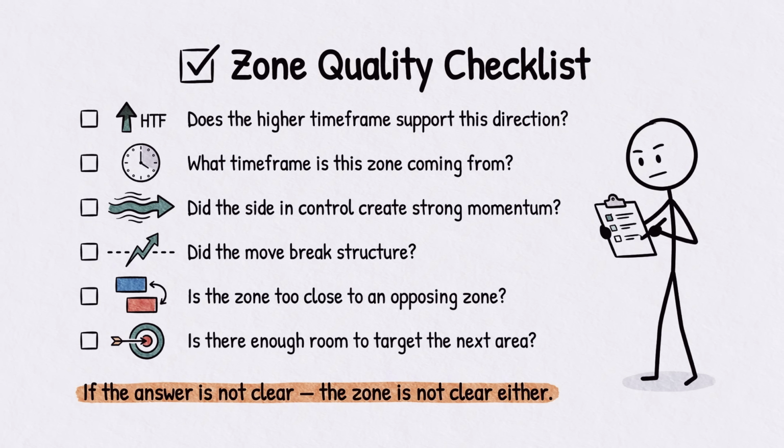Use this checklist. Does the higher time frame support this direction? What time frame is this zone coming from? Did the side in control create strong momentum? Did the move break structure? Is the zone too close to an opposing zone? Is there enough room to target the next area? If the answer is not clear, the zone is probably not clear either.